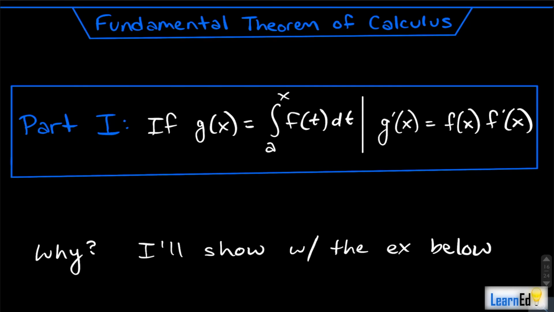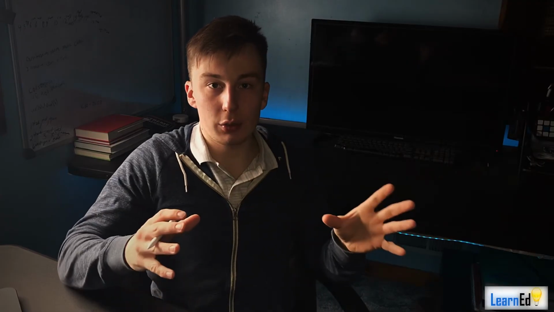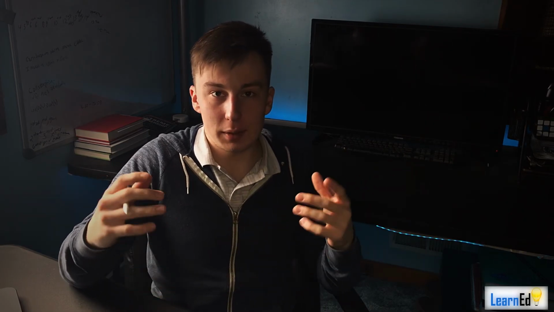So what part 1 is saying is that if you have a function g of x, and it's equal to the integral from a to x of f of t dt, then if you take a derivative of that function, you're taking a derivative of an integral, right? So it's kind of like doing the opposite. It's like plus 1 and minus 1. They come together to be 0, so they kind of cancel each other out.